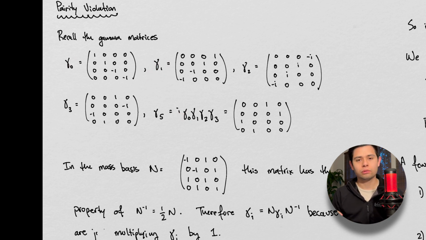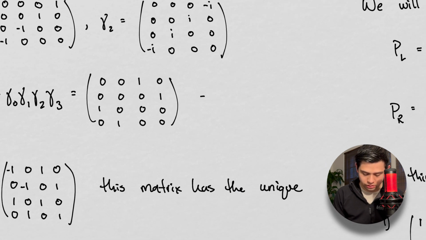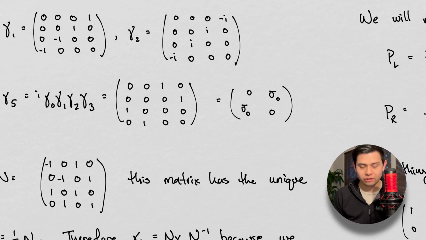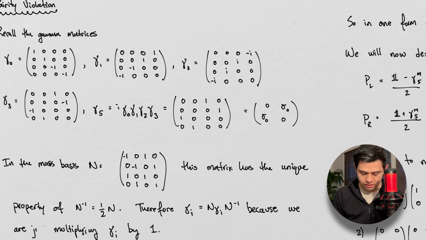Now I'm not going to go through the monotonous matrix multiplication here, but this is what we get for gamma 5. Essentially, this can also be thought of as a matrix that looks like this, right? So it's a matrix of matrices, and it's an identity matrix across these two smaller diagonals.